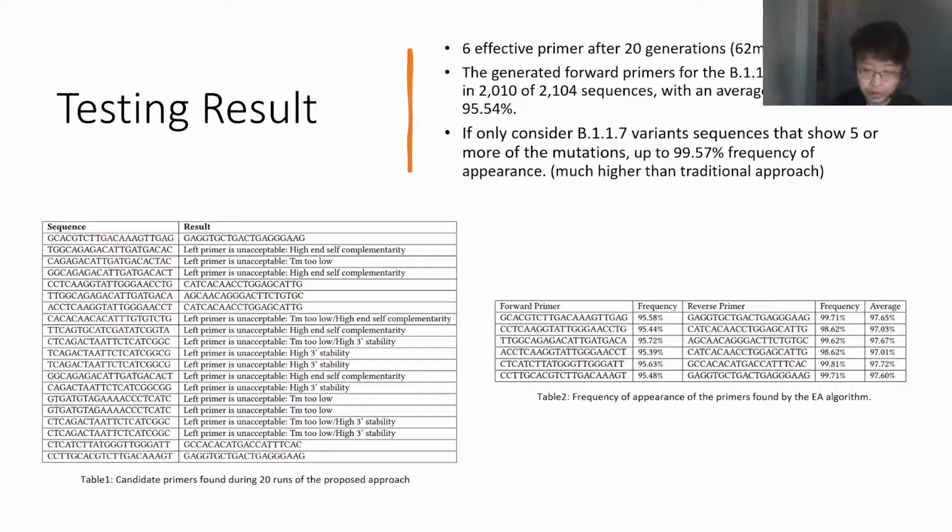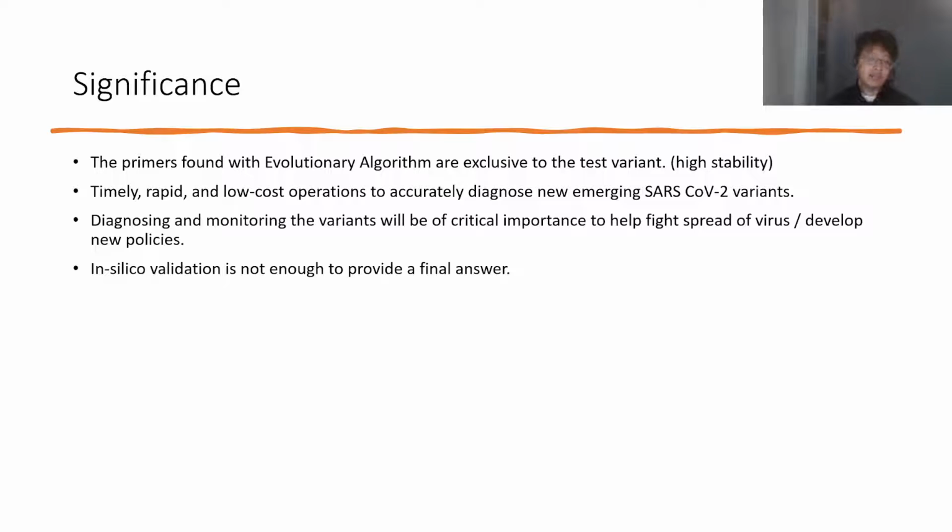The generated forward primer of the B117 variant appeared in 95% of the sequences. If we only consider the B117 variant sequences with more than 5 mutations, the frequency of appearance could go up to 99%, which is really high. And then, the application of the evolutionary algorithm in primer design should be significant research.